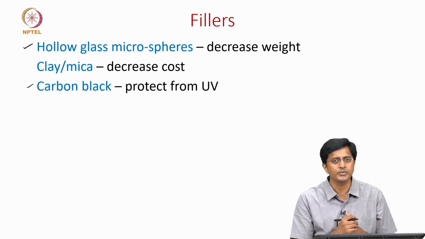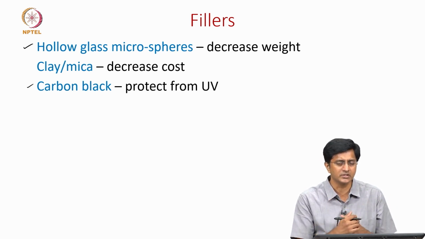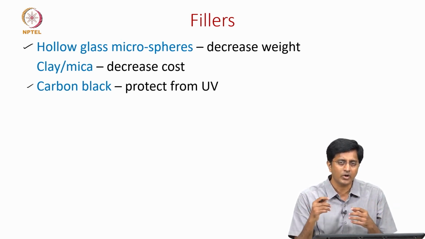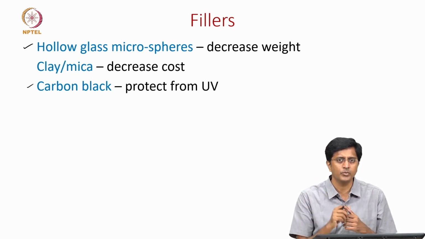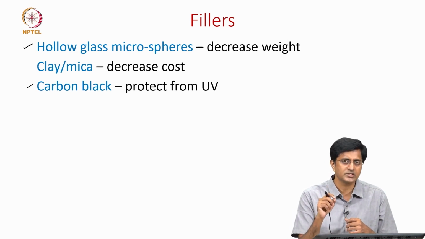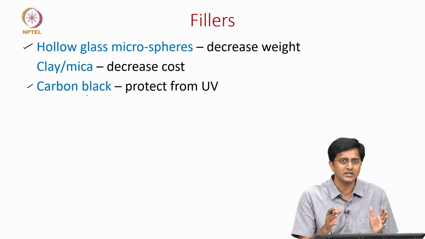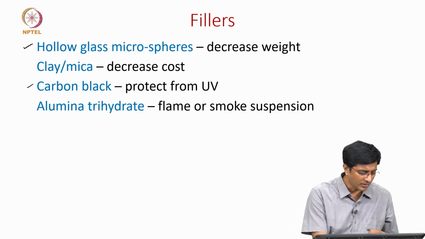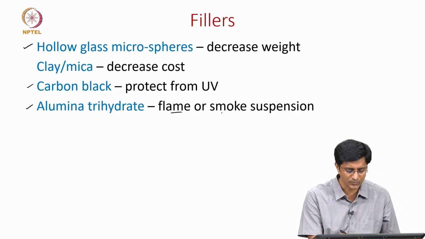Let us say we are developing these composites which are exposed to UV rays coming from the sun. Then with prolonged exposure to UV, what happens is that UV energy can break the polymer chains in the polymer composites. So, to protect against this UV degradation, we can add carbon black, which lengthens the life of these composites. There are also applications where there is a fire hazard where the composites are used. Then we can add aluminum trihydrate, which is resistant to flame and smoke.